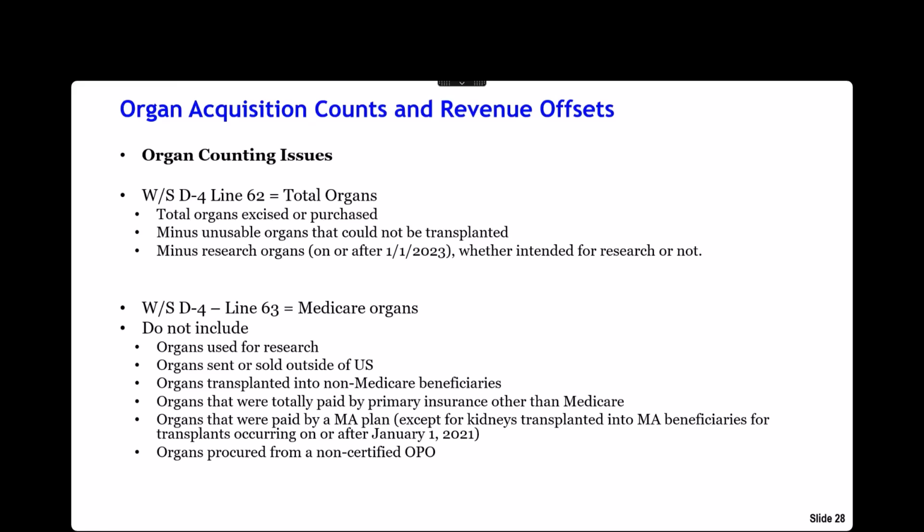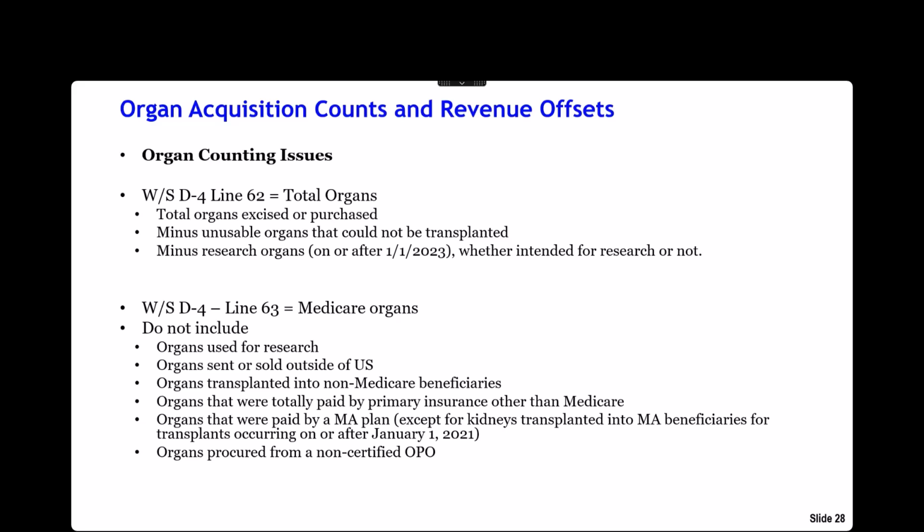They were going to be required to track the disposition of that ultimate organ. Did it indeed get transplanted into a non-Medicare beneficiary or not? That was left out of the final rule. They decided against that. So if it goes to an OPO, a certified OPO, then it's counted as a sold organ at that time.